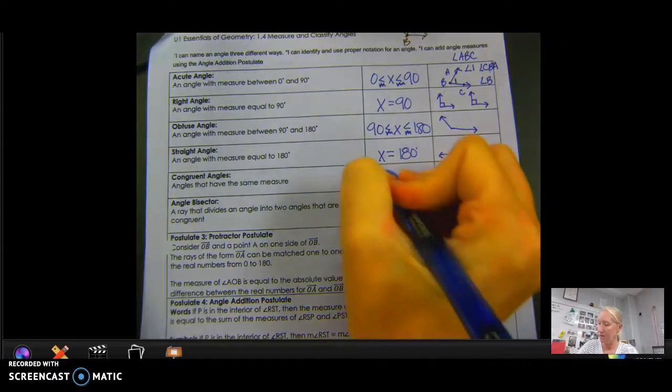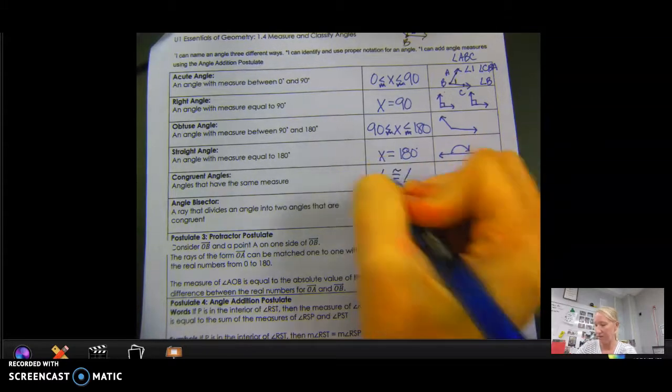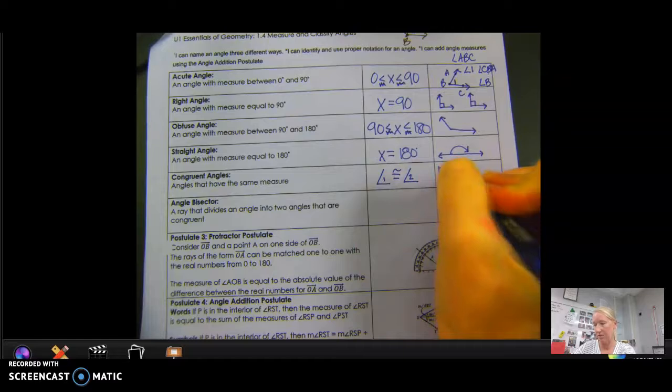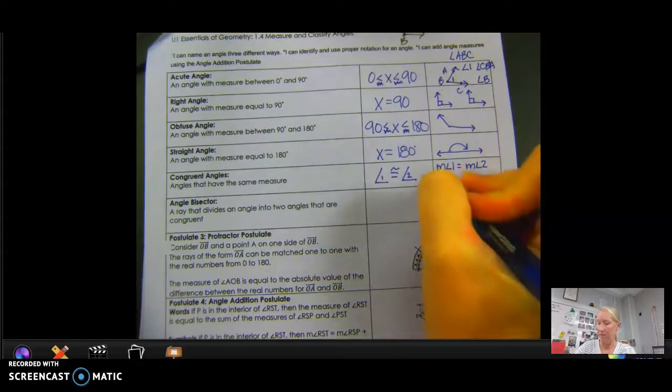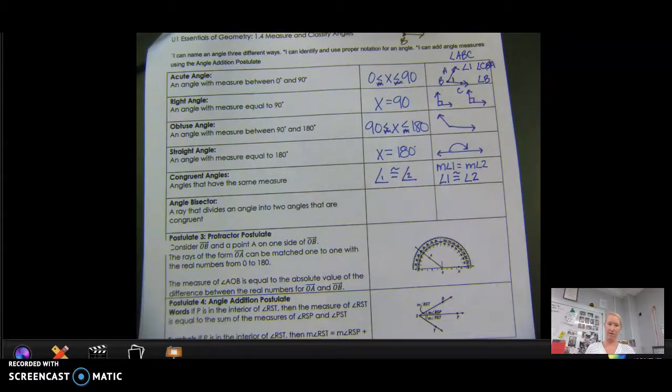Congruent angles are two angles that have the same measurement. So I may have my congruent angle here. The measurement of angle 1 is equal to the measurement of angle 2. Or if I'm not talking about the measurement, I'm just talking about the angles, I may say that angle 1 is congruent to angle 2. That would be another way to say that.